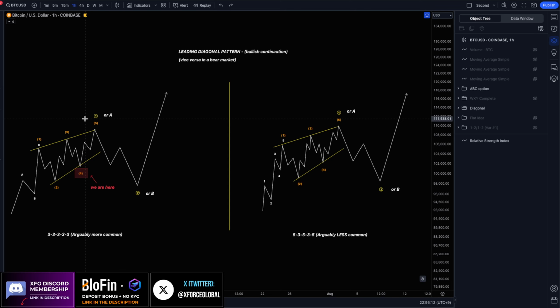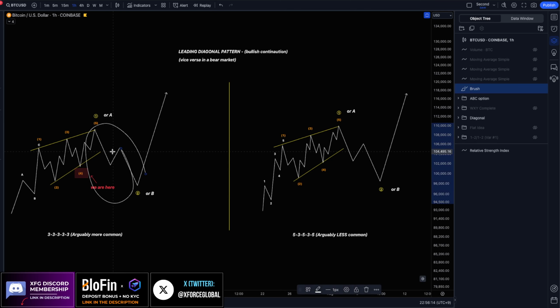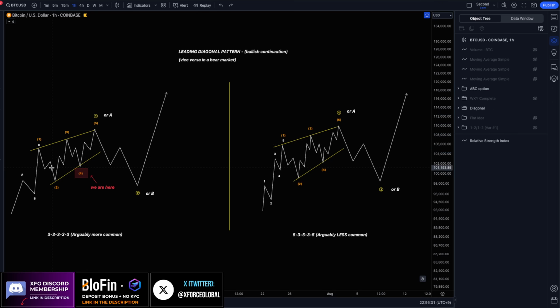Pullbacks in leading diagonals are typically very strong and often retrace around to the 61.8 or the 78.2% before the trend actually continues. But since we aren't at that stage, we are looking for the 5th subwave right now. That's the current stage where we're at, to the upside. This is basically where we're at. We're almost done with this whole contracting variation that we have been talking about since the beginning of the subwave 2 from a few videos ago.